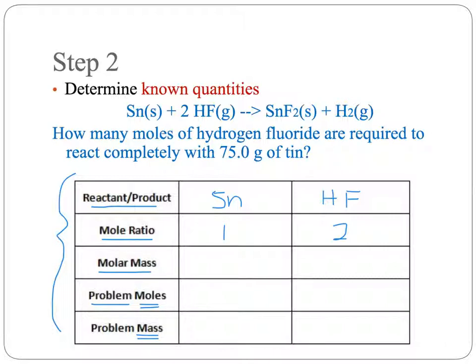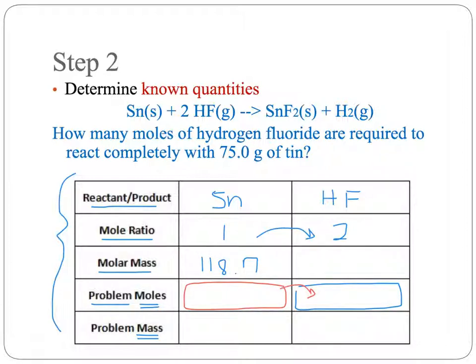The molar mass, going back to the periodic table, we can look up that this one is 118.7. Actually, I didn't look up hydrogen fluoride because I don't need to know that, since I'm only going to be looking for moles here, and I will be using the mole ratio to move directly from one mole to the other. So really the question I'm trying to solve is the number of moles here for tin, because once I have that, I can use the mole ratio to give me the moles of hydrogen fluoride.